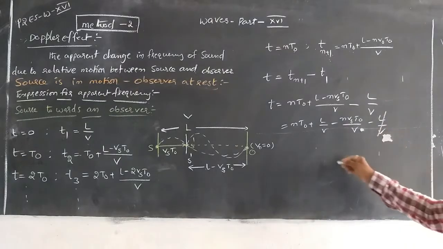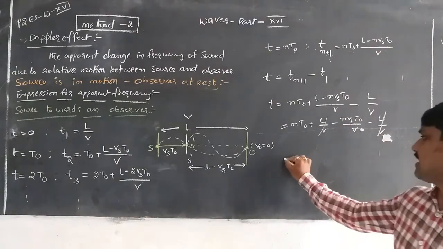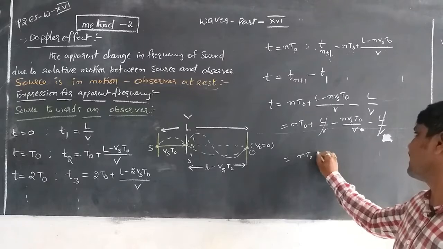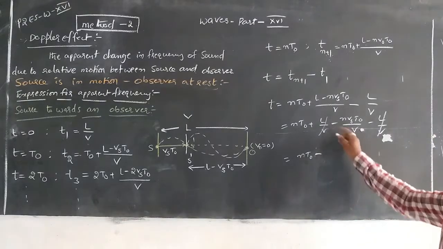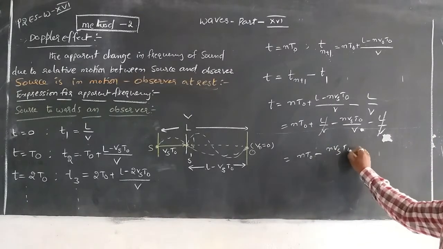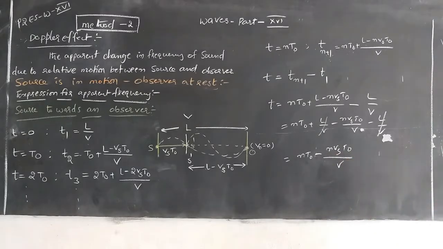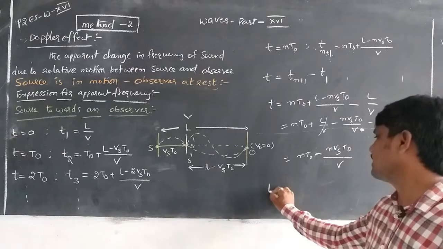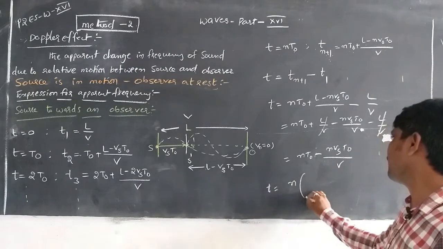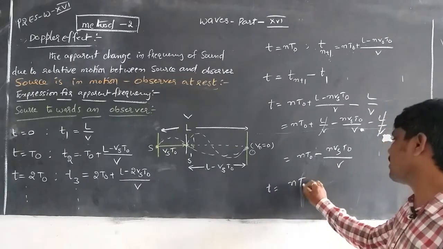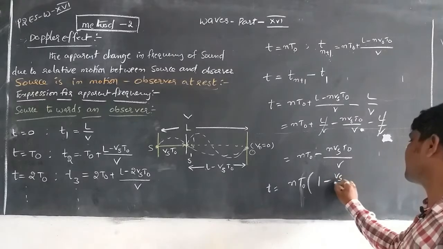So here the L by v gets cancelled, then we can get nt naught minus nvs t naught by v. Here nt naught is common, so that's why we are taking it out: small t is equal to nt naught of 1 minus vs by v.